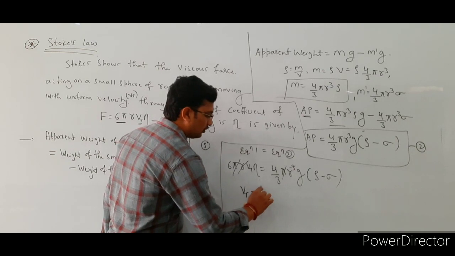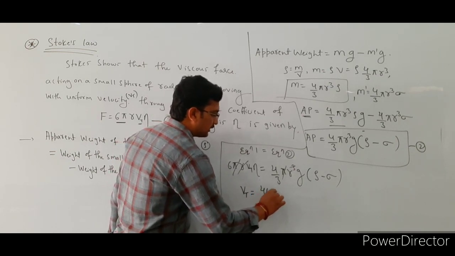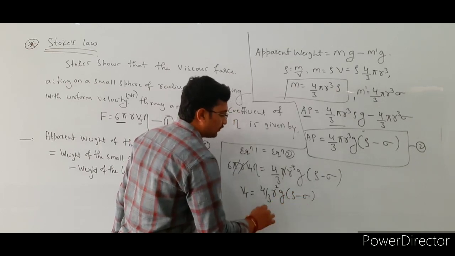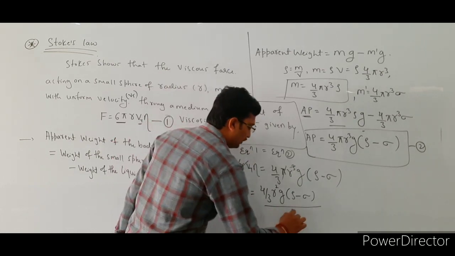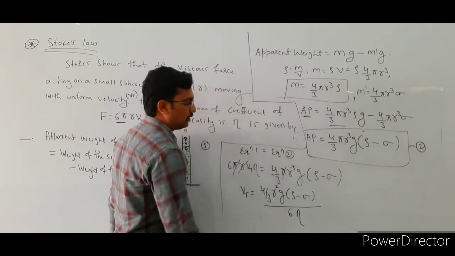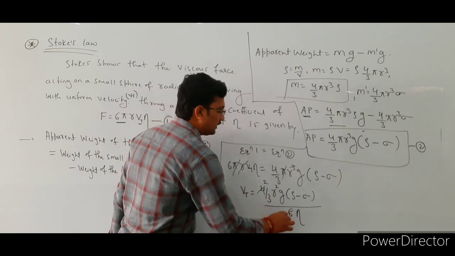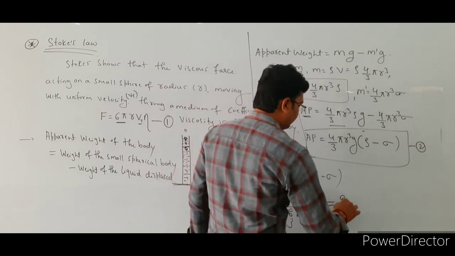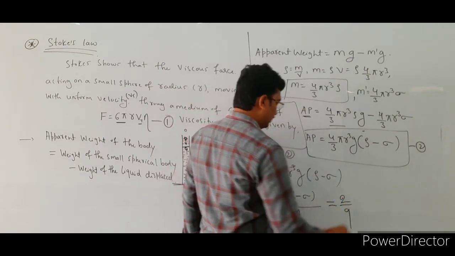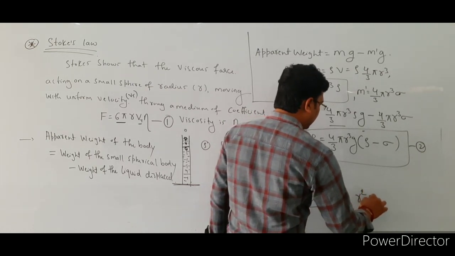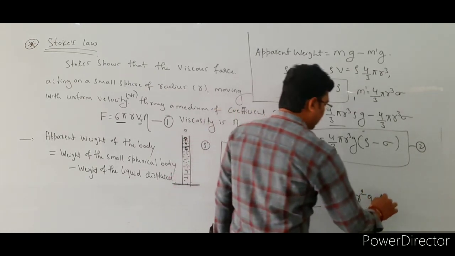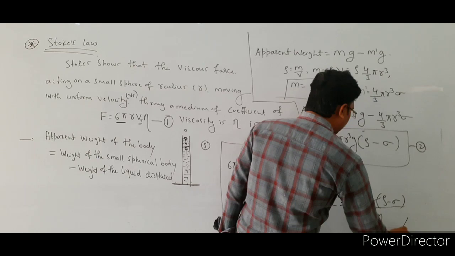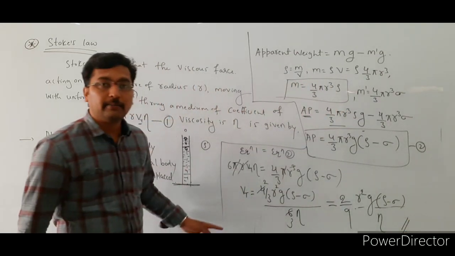Terminal velocity is equal to 4 by 3 r square into acceleration due to gravity, bracket of rho minus sigma, whole divided by 6 into eta. Here 2 twos are 2, 3 threes are 3. So the remaining expression is 2 by 9 r square into acceleration due to gravity, bracket of rho minus sigma, divided by eta. This expression is used to find the terminal speed.